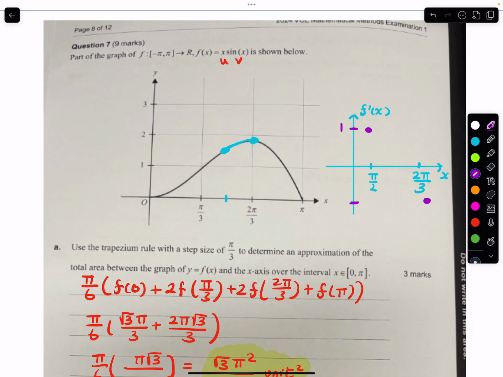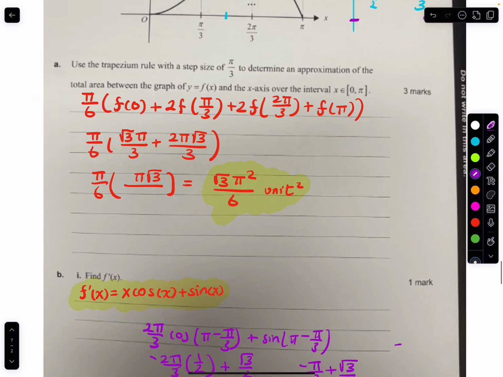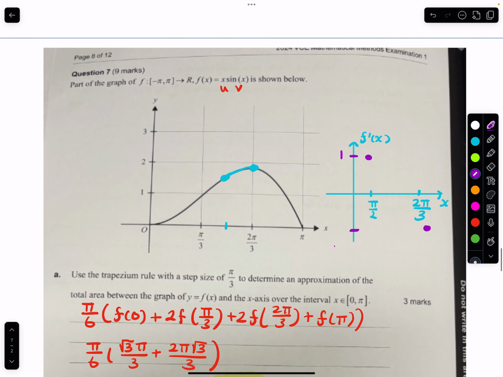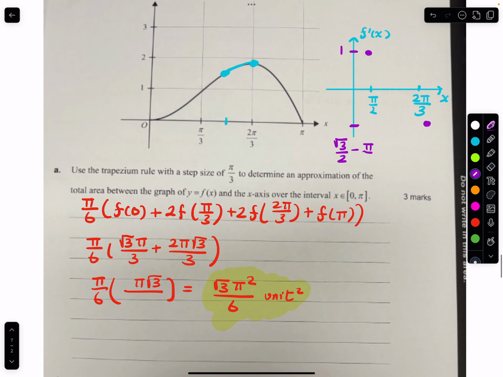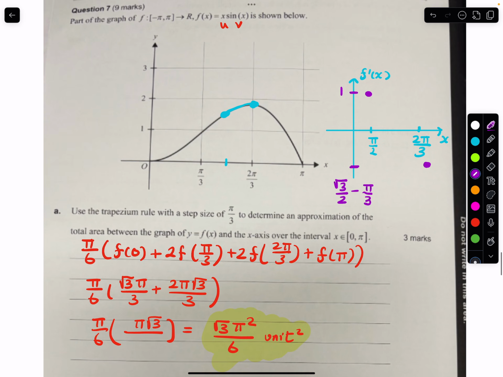And that value here is root 3 on 2. So root 3 on 2 minus pi on 6... or pi on 3? Minus pi on 3. Okay, there it is. And of course, it makes sense.